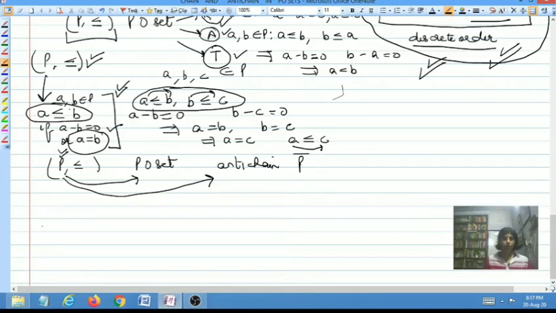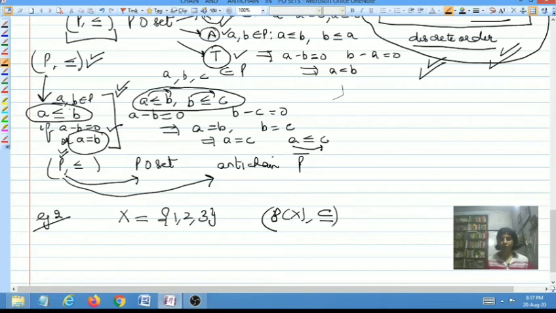And now coming to one last example, of a PO set which is not an anti-chain, which is the same example, the same second example that we took for a chain. I took my X to be 1, 2, 3 in the second example when we were considering chains, and then we had seen the power set of X with respect to the inclusion relation.